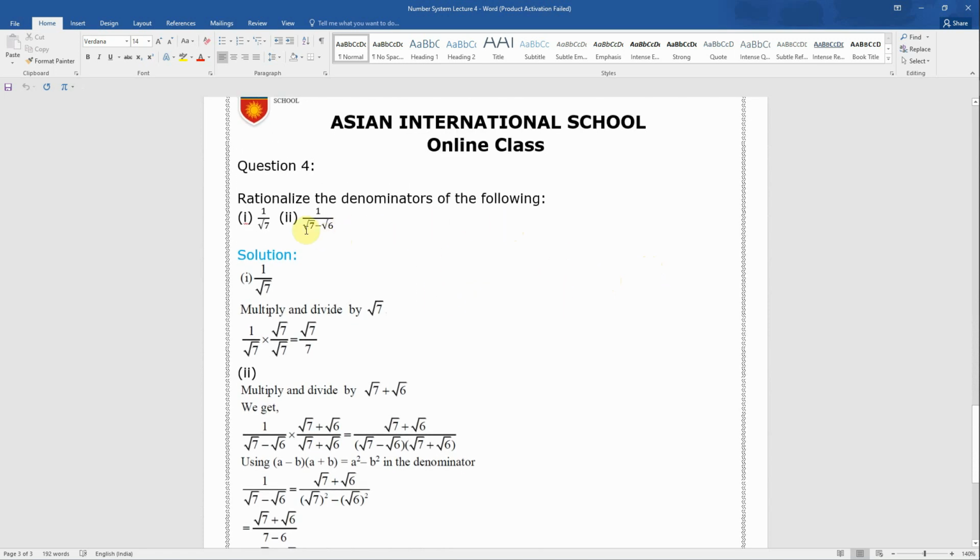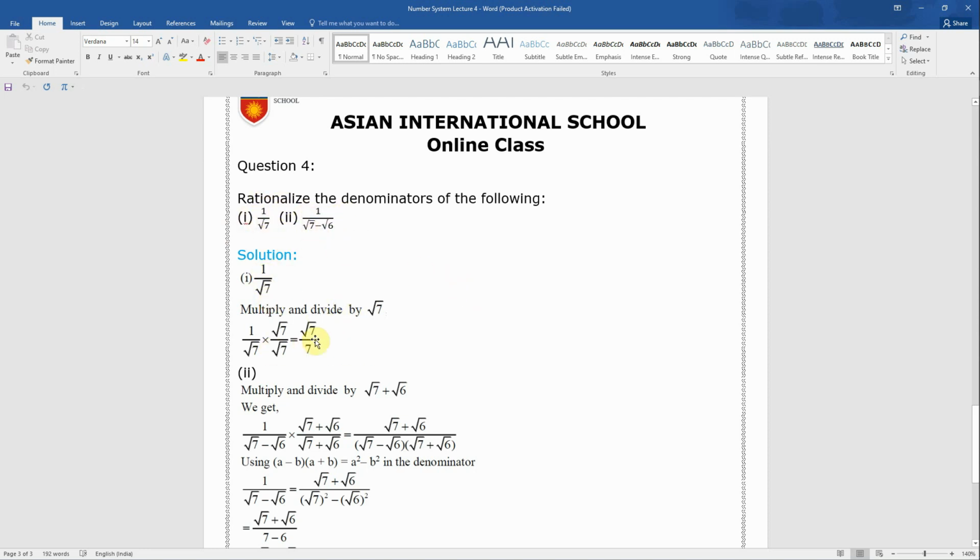Now this is rationalization of denominators. If you don't know what is rationalization, rationalization means if any term is given which is irrational, then we can rationalize that. The method is called rationalization. Now in this case, the two sums given are 1 by root 7 and 1 by root 7 minus root 6, we have to rationalize the denominators of these two terms only.